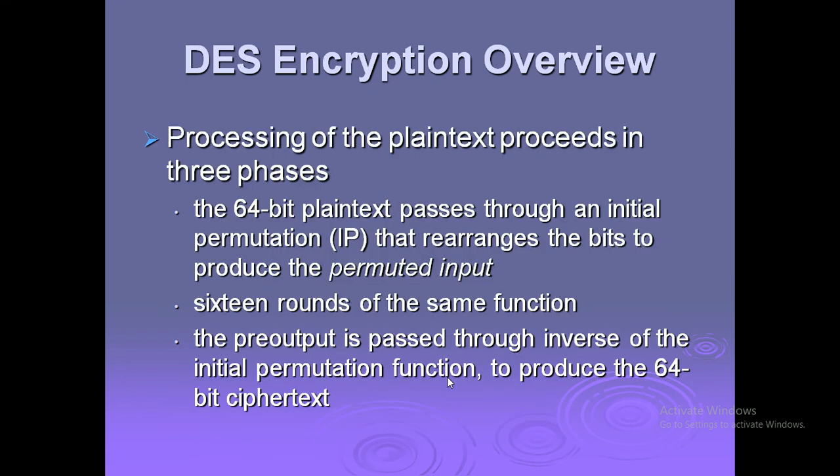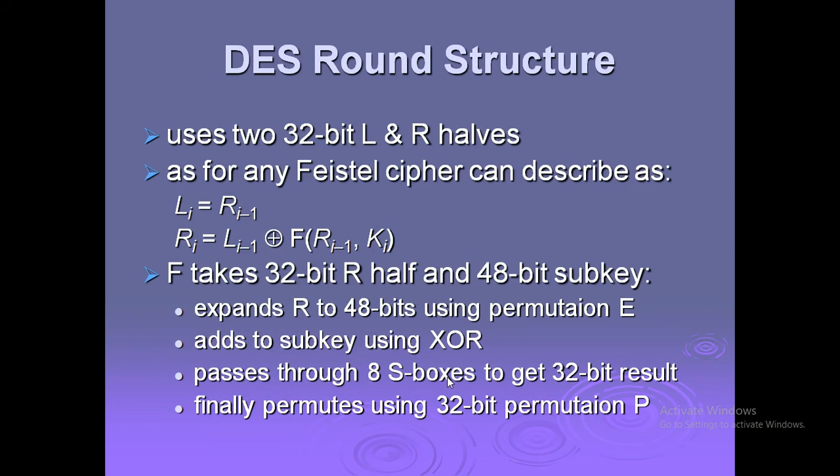DES encryption overview. Processing of the plain text proceeds in 3 phases. The 64-bit plain text passes through an initial permutation IP that rearranges the bits to produce the permuted input. The next phase is 16 rounds of the same function, and the pre-output, that is the output of the last round, the 16th round, is passed through the inverse of the initial permutation function to produce the 64-bit ciphertext.